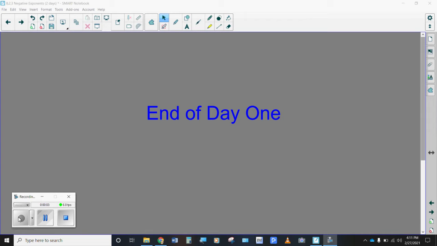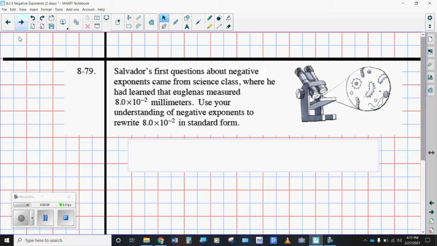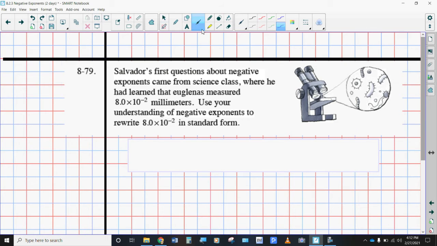Alrighty, let's jump into day two. This is the second part of negative exponents, lesson 8.2.3. We're going to start off with a word problem. Salvador's first questions about negative exponents came from science class, where he had learned that euglenias measured 8 times 10 to the negative second millimeters. Use your understanding of negative exponents to rewrite this in standard form. All right, so how would we go about doing that?